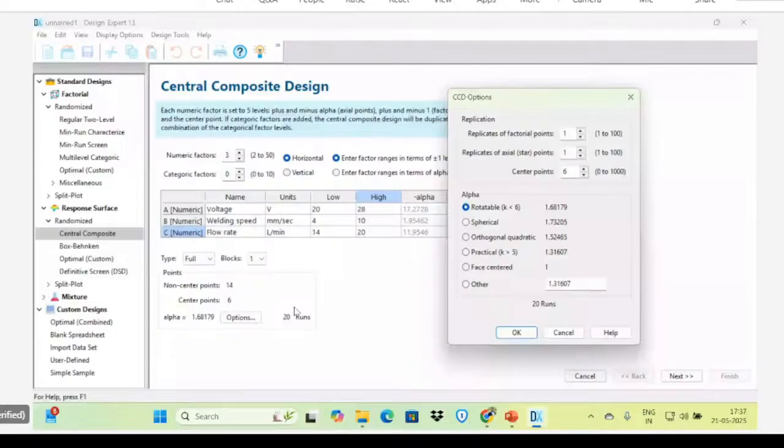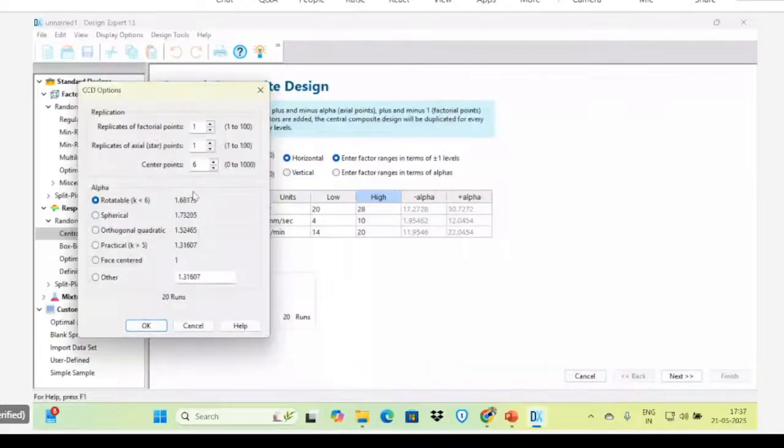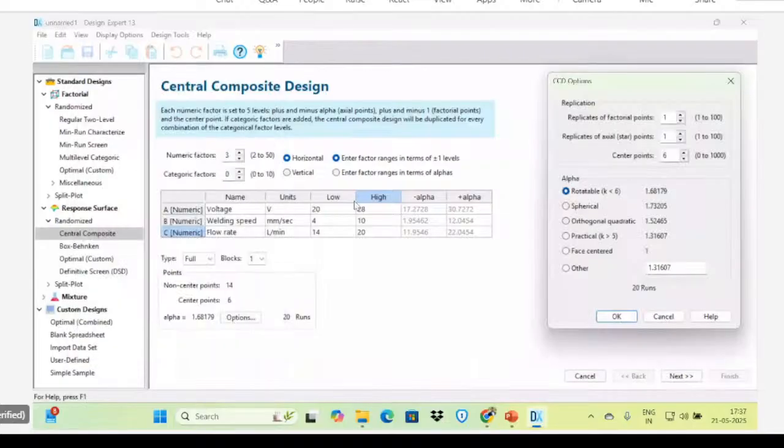One second. So this thing is important. You can see the replication center point you can control. That's what I'm talking about. Out of 20 runs, 6 is the central value. Central value of the voltage means 24 is the central value. Welding speed central value is 7, and then 17. So the central value combination is repeating 6 times.